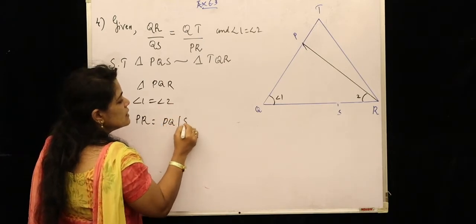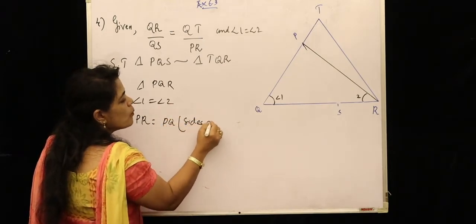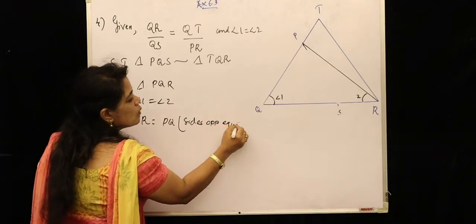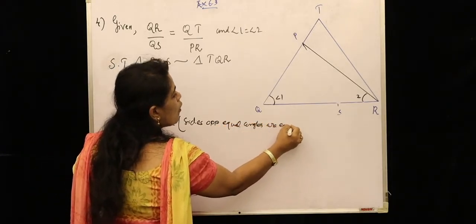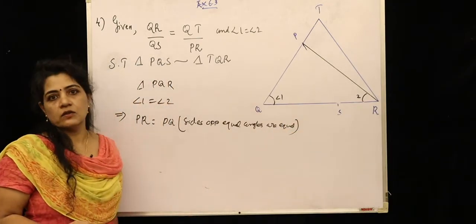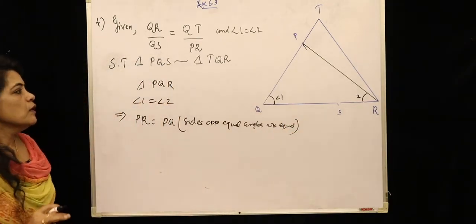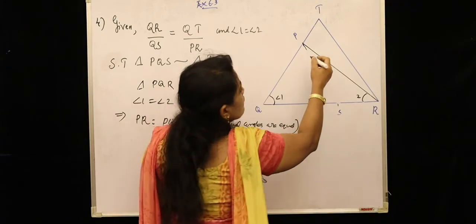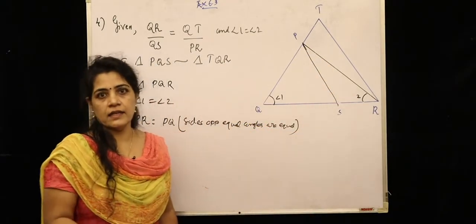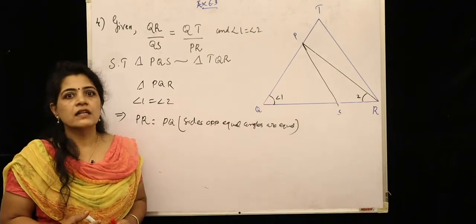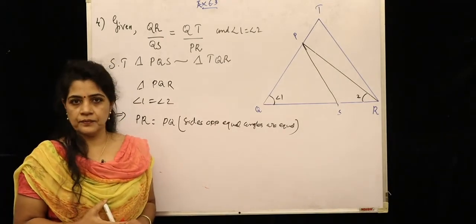What is the reason? Sides opposite to equal angles are equal. Or you can write: triangle PQR is an isosceles triangle. Both are okay. And in the given figure, PS is joined. In order to get the final result, we have to join PS.